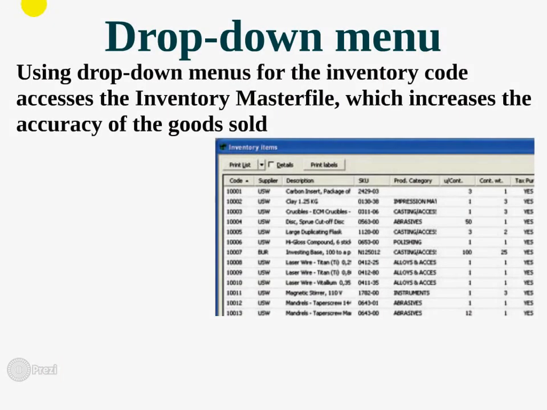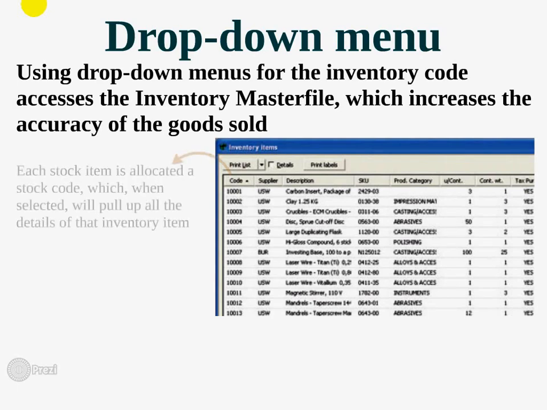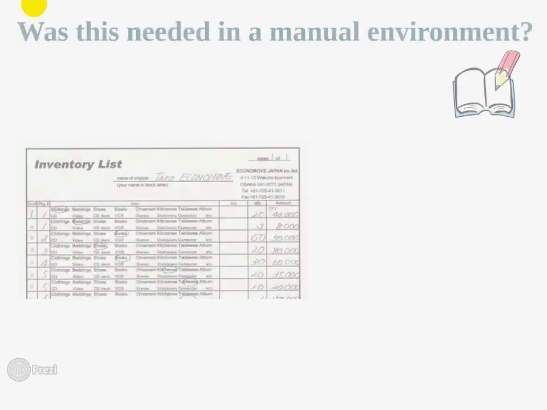Let's take a look at your drop-down menus again. Using drop-down menus for the inventory code accesses the inventory master file, which increases the accuracy of the goods sold. So we've got a little item there. There's all our inventory list. Each stock item is allocated a code, which when selected will pull up all the details of that inventory item.